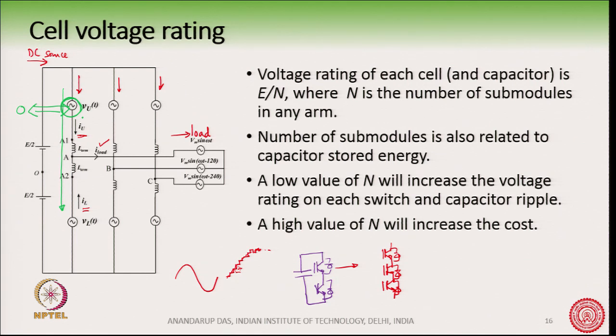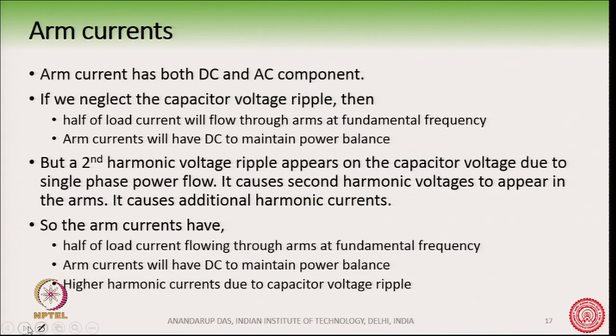So, let us now see. This statement, that the arm current has both DC and AC, can be understood from the operation of the converter. If we neglect the capacitor voltage ripple, then half of the load current will flow through the arms at the fundamental frequency, which is the load current frequency, and arm currents will have a DC component to maintain the power balance or the energy balance, so that the arm energy is fixed.